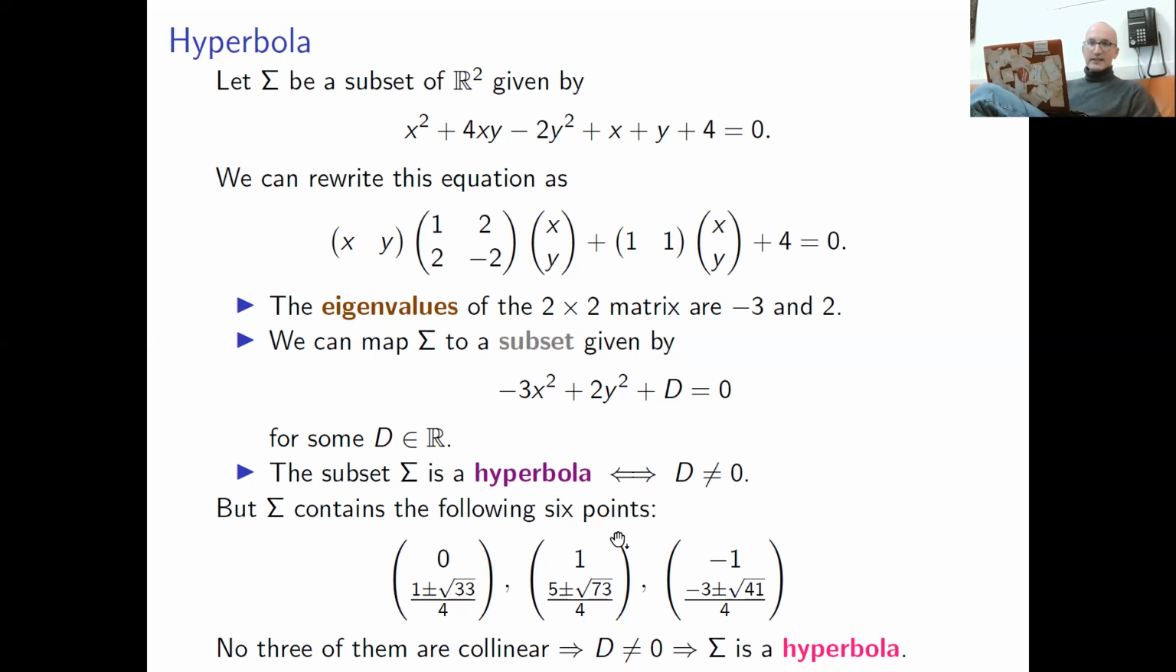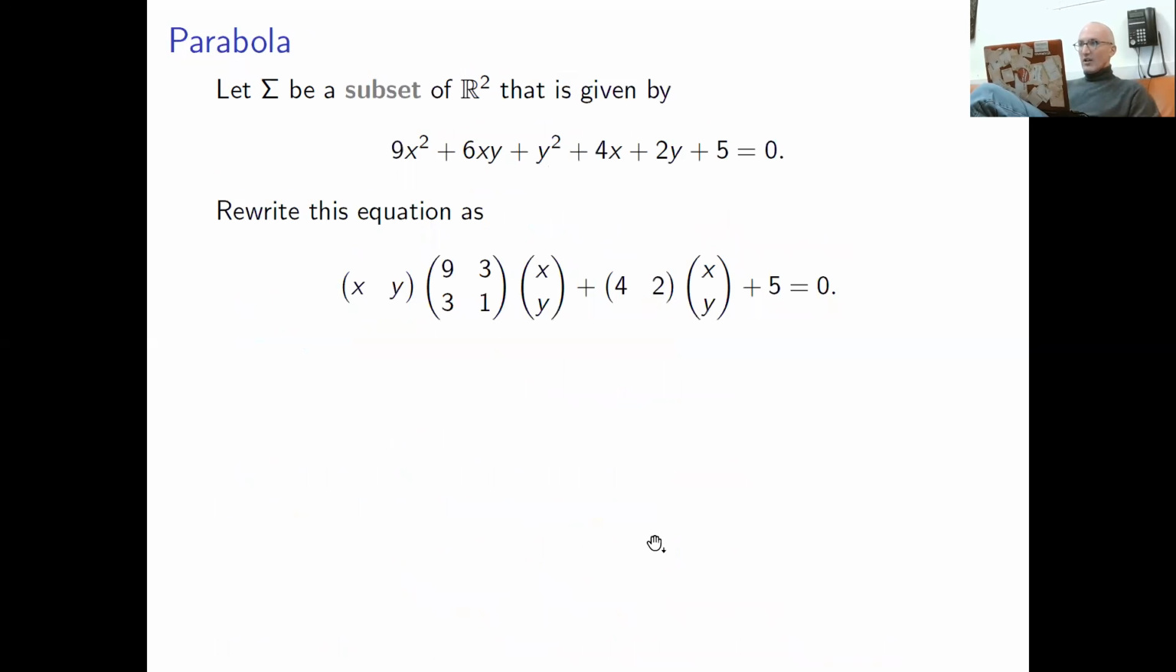But first, let us consider the parabola example. I now take an equation that looks like this. Again, I rewrite it in matrix form. We have the symmetric matrix. You check that the determinant of this matrix is 0, so it means one of the eigenvalues must be 0.